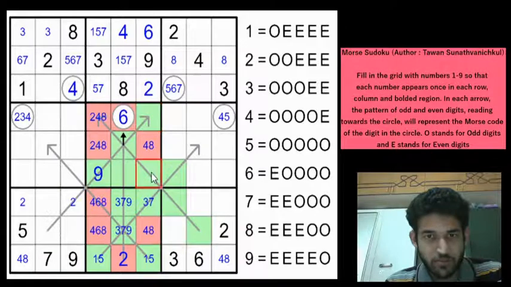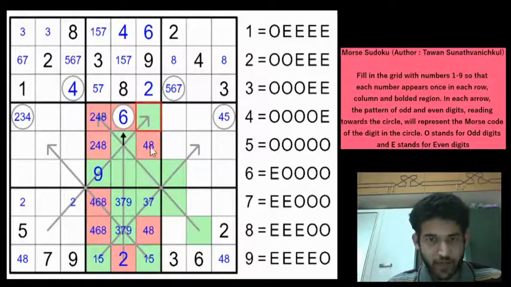So these two cells will be 1, 3, 5 or 7. Right? They are odd, so they will be 1, 3, 5 or 7. Okay, this is odd. And this is also odd. So no other information there.